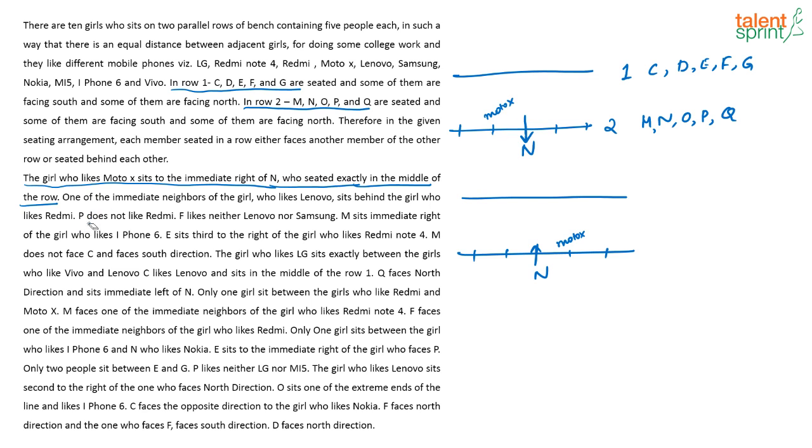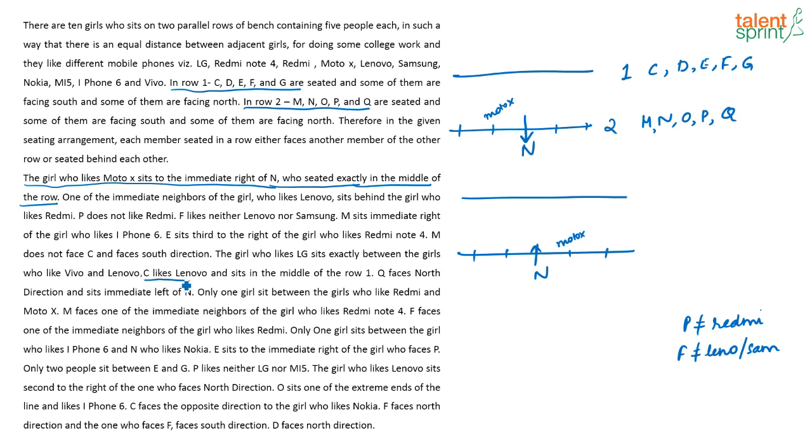P does not like Redmi. So I'm just noting that down here. F does not like Lenovo or Samsung. M sits to the immediate right of the girl who likes iPhone 6. E sits third to the right of the girl who likes Redmi Note 4. M does not face C and faces the south direction. The girl who likes LG sits exactly between the girl who likes Vivo and Lenovo. C likes Lenovo and sits in the middle of row 1.